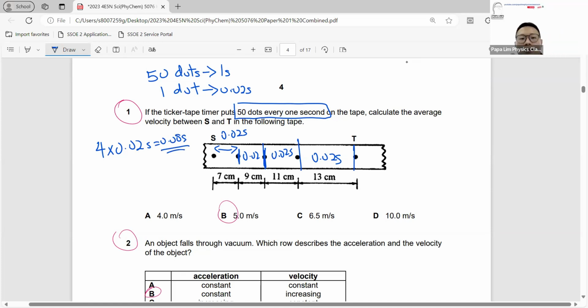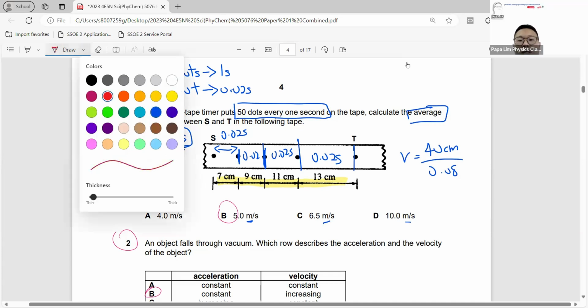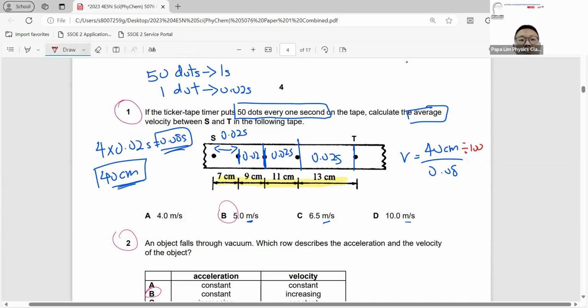The other thing we look at is the distance traveled. The distance traveled from S to T will be 7 plus 9 plus 11 plus 13, so the total distance is 40 cm. If I have the total distance and the total time, and I want to calculate the average speed, I just need to divide the total distance by the total time, which is 40 cm divided by 0.08. Take note that the options here are all in meters, so I need to divide the 40 cm by 100 to convert it to meters first. You will find the answer to be B.